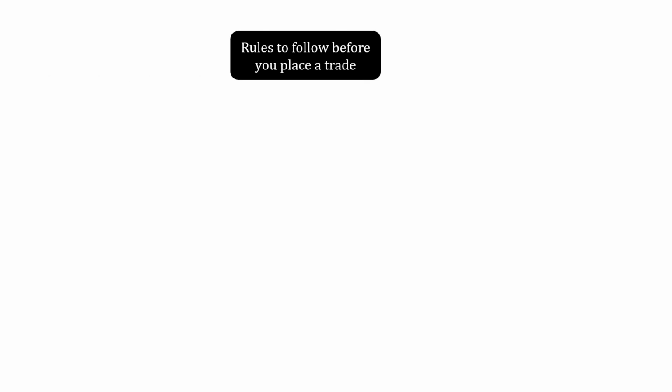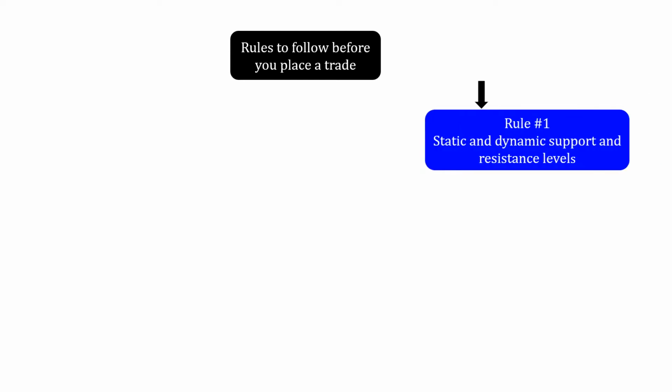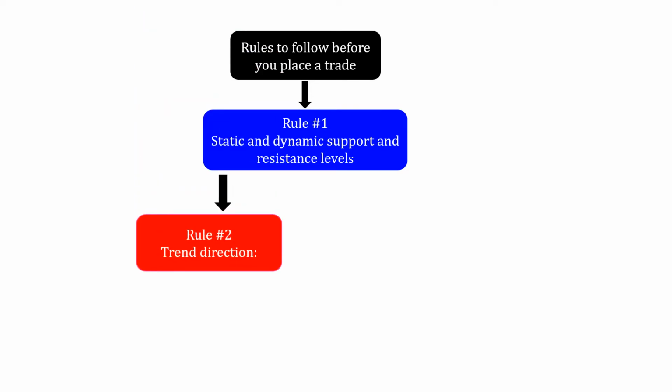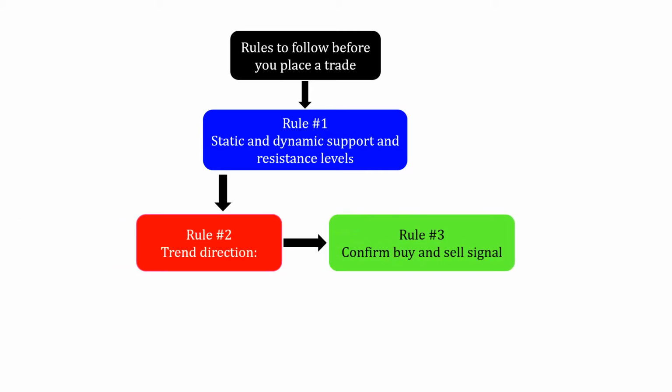Rules to follow before you place a trade. Rule number 1, find static or dynamic support and resistance levels. Rule number 2, find the trend direction, whether it's upward, downward, or range bound. Rule number 3, confirm your buy and sell signal using reversal patterns such as hammer, shooting star, or candlestick engulfing. Rule number 4, put your stop loss to protect your asset from sudden market reversal.